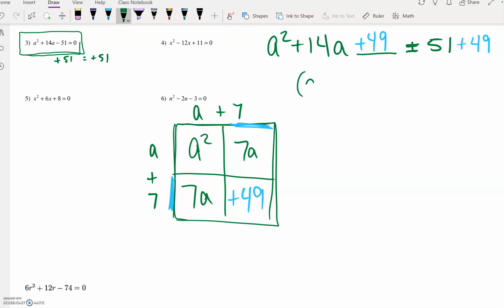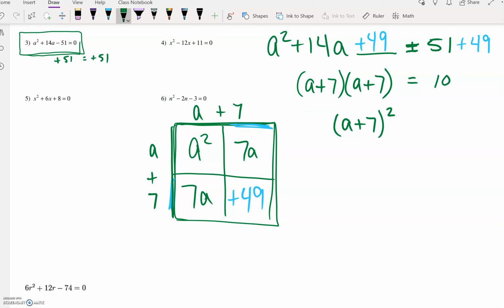So here's what we have. We have a plus 7 times a plus 7, which we know is our squared sides, right? Which also can be written as a plus 7 squared. And over here, what is this giant number going to be? 51 plus 49 looks like it's going to be 100. So that's equal to 100. And now we're to this spot where we can continue to solve.